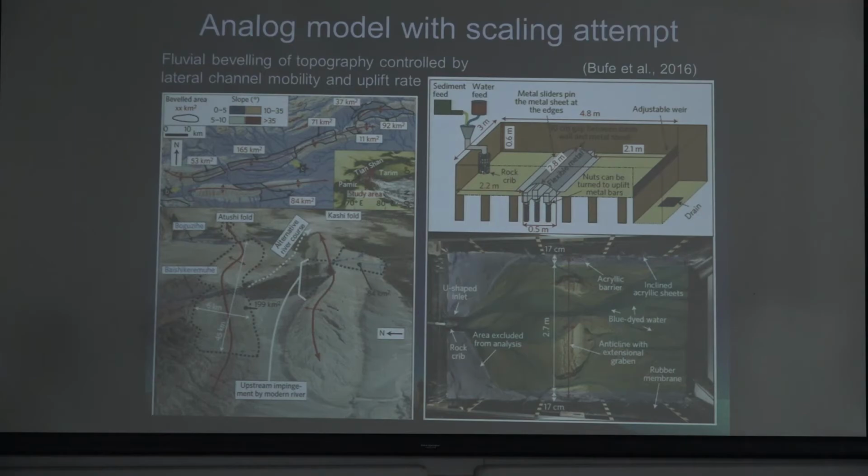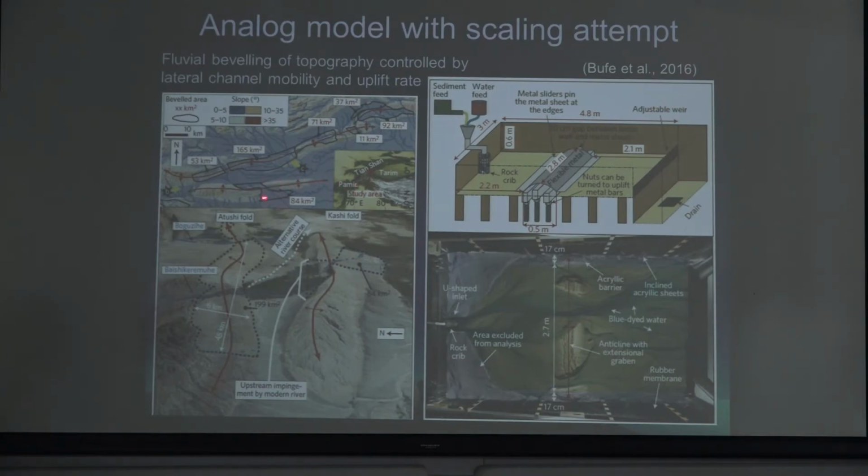You can go to some kind of scaling attempt. In that case, you will try to non-dimensionalize important variables, or the variables that seem important to you, to try to make some correspondence between your experiment and some case study. So for example, I mentioned this study from Buffet and collaborators in 2016.